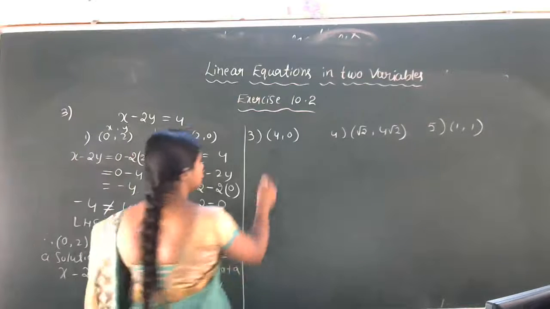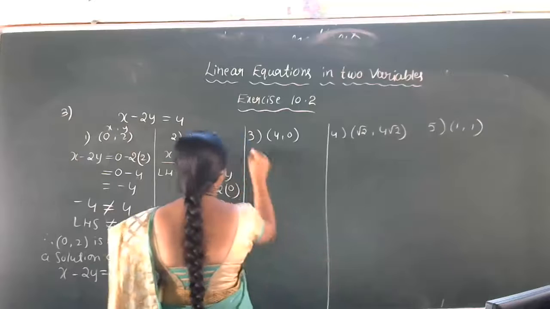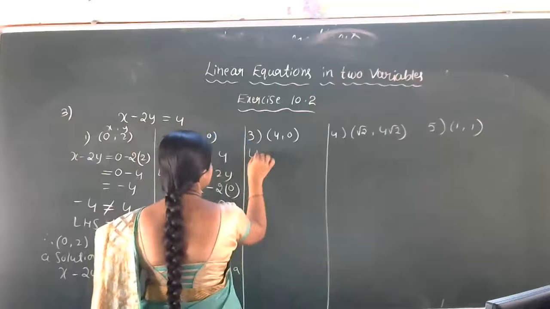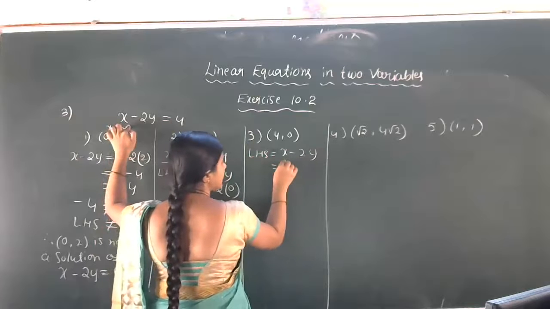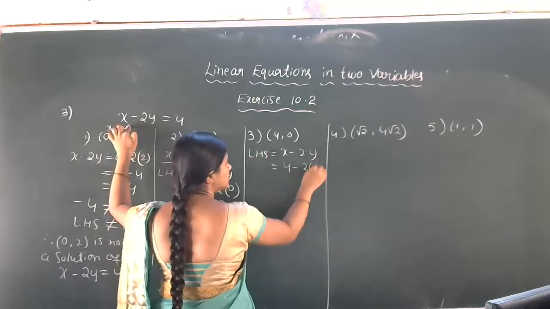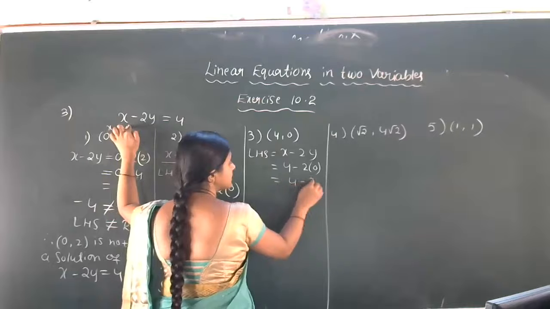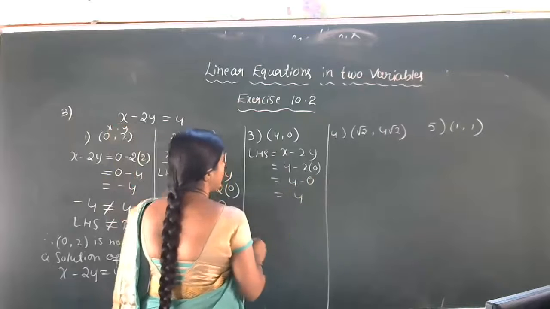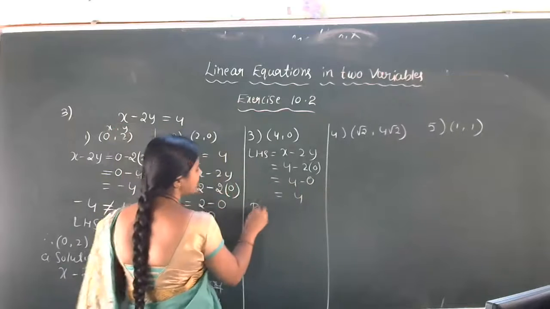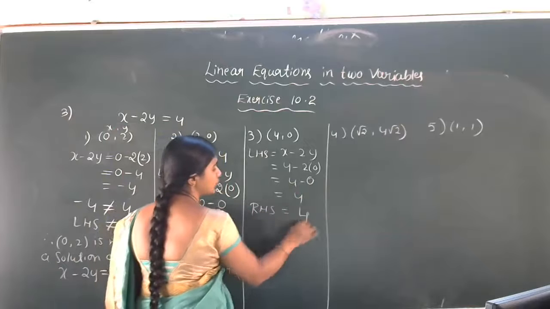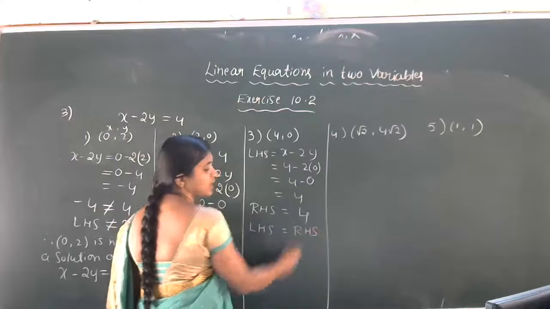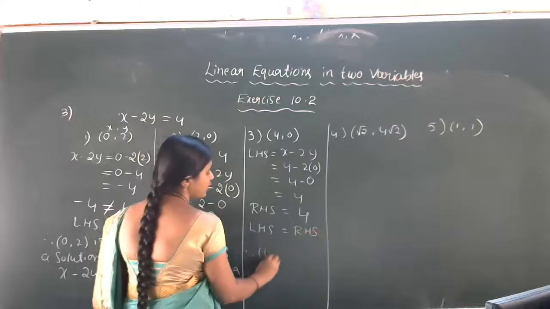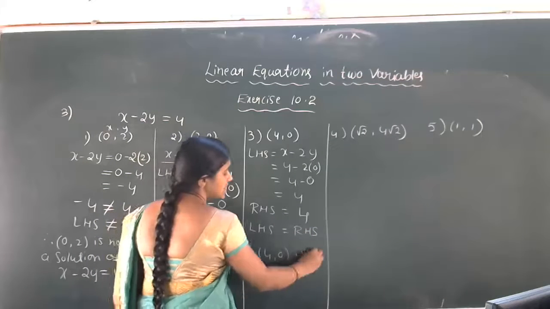Yes. Now, next question, 4 comma 0. Now we have to start with the LHS. LHS is equal to x minus 2y. So the x value is 4, minus 2 into 0. So 4 minus 0 is equal to 4. LHS we got 4. RHS is also equal to 4. Therefore, LHS is equal to RHS, this result we got. So therefore, 4 comma 0 is a solution.